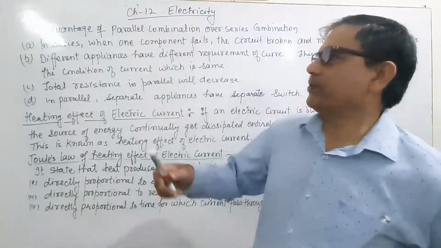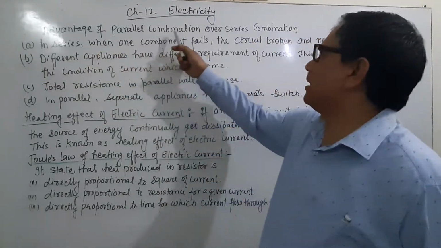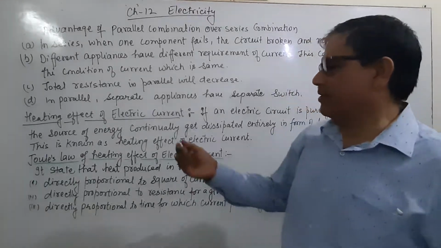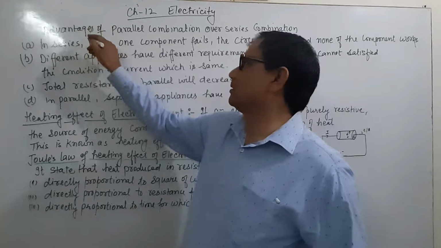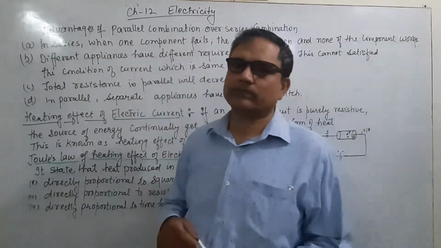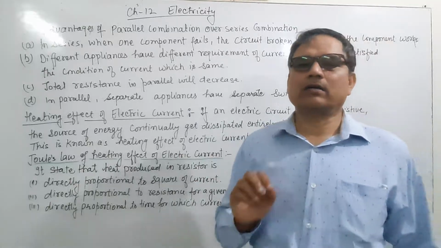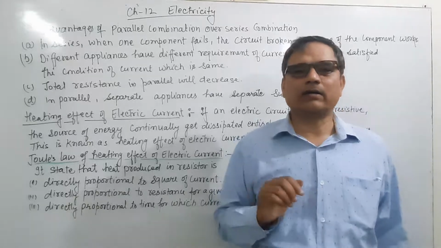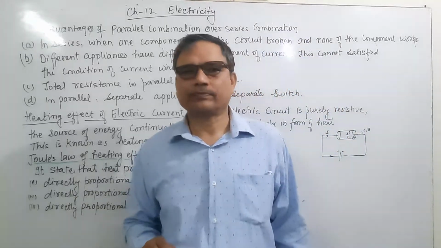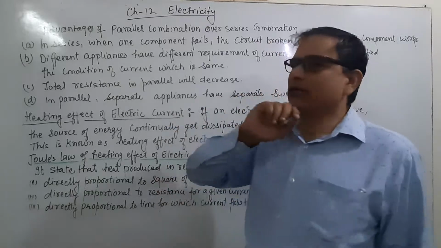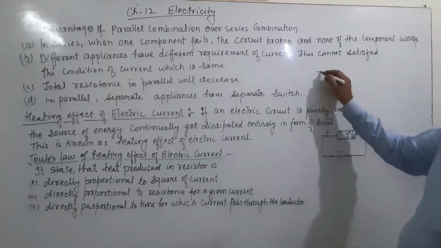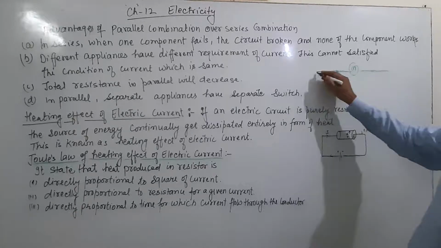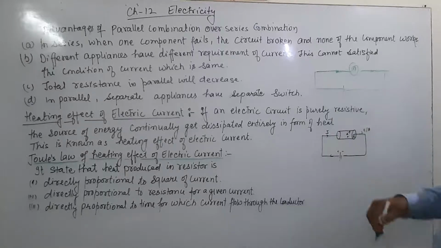And here we will start the topic. First is the advantage of parallel combination over series combination. What are the different advantages? First, in series you know the total resistance R, which is the total resistance in the circuit, is equal to R1 plus R2 plus R3. For example, in series here are 1, 2 and 3. These are the three resistors which are connected to the source.